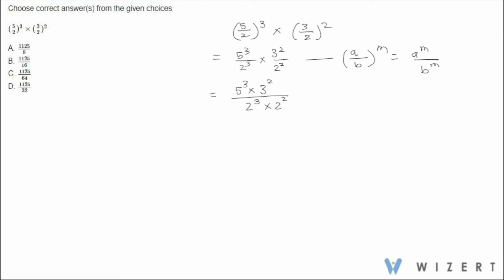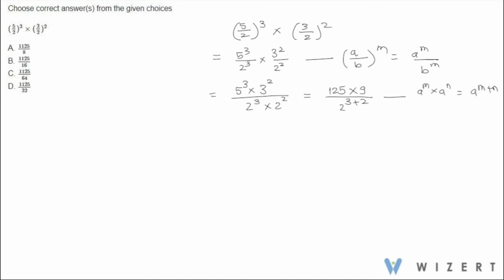Now we can combine the denominator because both the powers have the same base. So 125, which is 5 cube, multiplied by 3 square, which is 9, divided by 2 to the power 3 plus 2. This is with the law which says a^m into a^n equals a^(m+n).